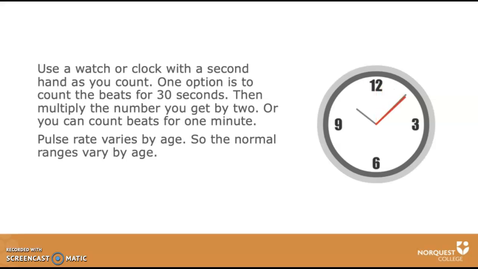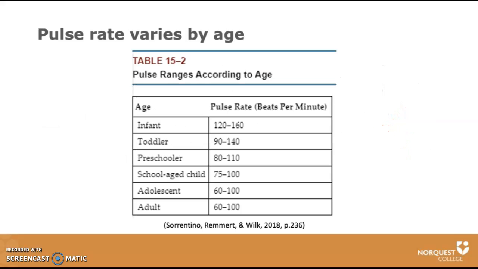Use a watch or clock with a second hand as you count. One option is to count the beats for 30 seconds, then multiply the number you get by 2. Or you can count beats for 1 minute. Pulse rate varies by age, so the normal ranges also vary by age. Here are the pulse ranges according to age.